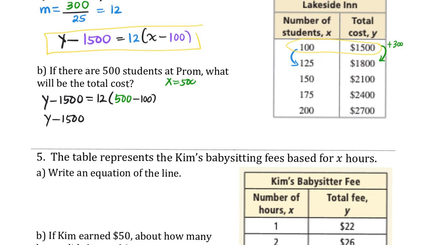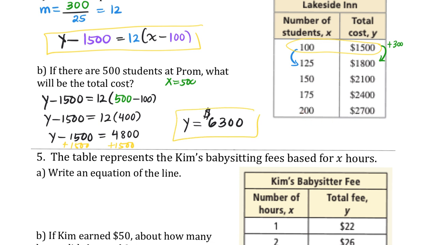y minus 1,500 equals 12 times, 500 minus 100 is 400. y minus 1,500 equals 4,800. Okay, let me add the 1,500 over. What is that? 4,800 plus 1,500, 6,300. Okay, what are the units? The units for y are the cost. I'm assuming it's dollars. Oh, it is dollars. So it would cost $6,300 if 500 people went to prom, and that seems reasonable because 200 is 2,700, so 500 should be significantly more.